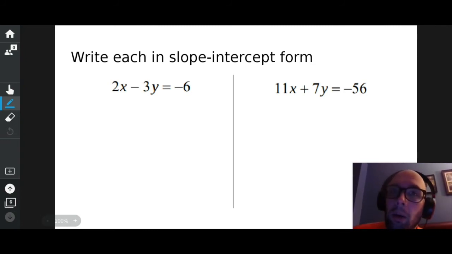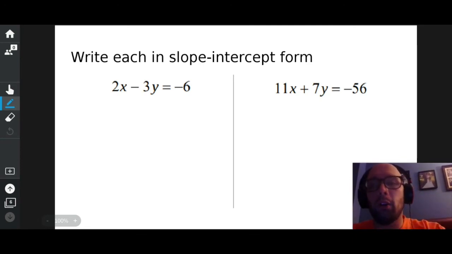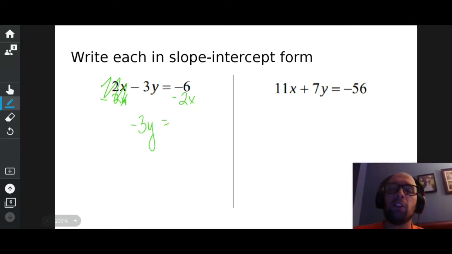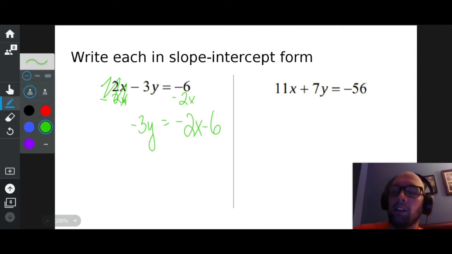Is y all by itself? No. What's in the way? 2x. Anything else? Negative 3y. What do I get rid of first? The 2x. Subtract 2x from both sides. Drop down the negative 3y. Does the negative 6 and the negative 2x combine? No, because one of them has an x and the other one doesn't. Which one should I write out first? The negative 2x, of course. Negative 2x minus 6.